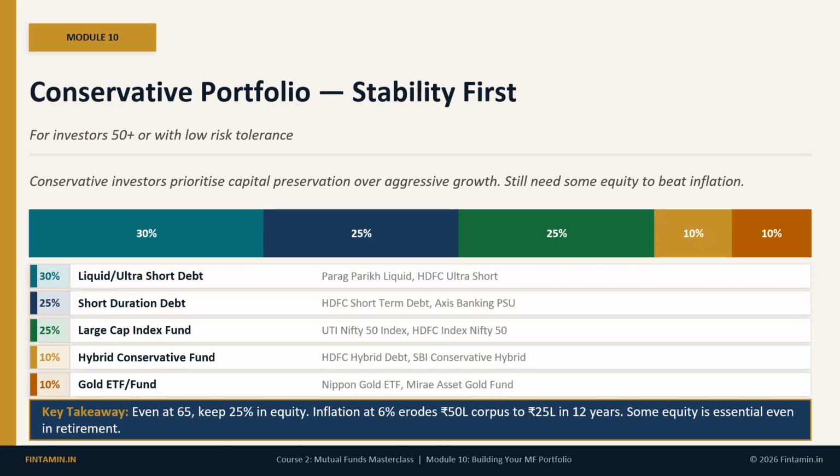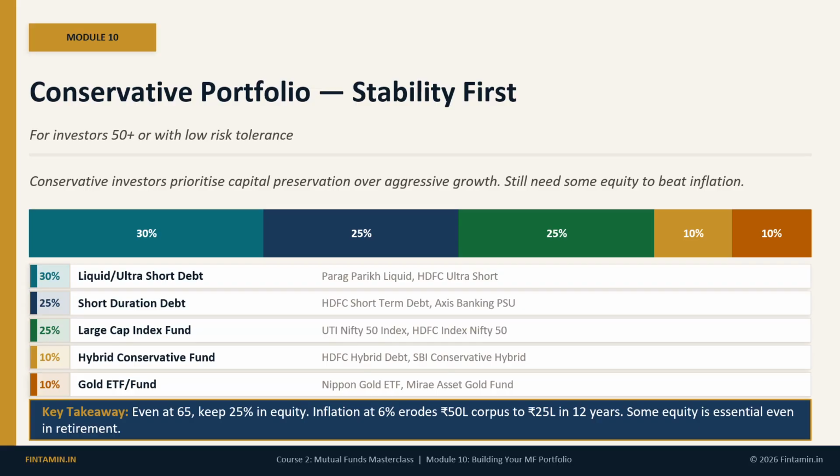Conservative portfolio. For conservative investors, typically aged 50 and above, or anyone with low risk tolerance, here is a model portfolio. 30% in liquid or ultra short debt. This is your stability anchor. 25% in short duration debt for slightly better returns with minimal risk. 25% in large cap index fund because even at 65, you need equity to beat inflation.